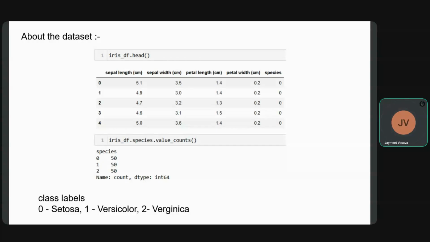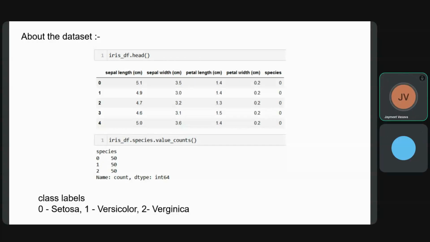Displaying the first few records of the data set, you can see the species label 0, which belongs to Setosa, along with the sepal length, width, and petal length and width. And just to confirm, the value counts for the species show that Setosa, Versicolor, and Virginica, belonging to labels 0, 1, 2, all have 50 records.